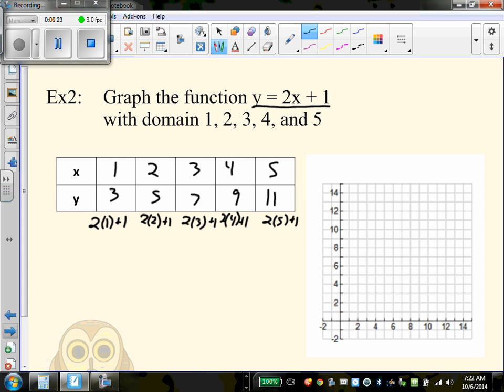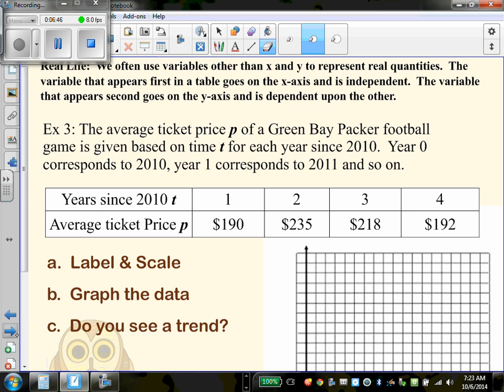First one is the point 1, 3. So there's 1, 3 on the graph. Next one is 2, 5, 3, 7, 4, 9, and 5, 11. And there we have that example. It's already done. So, graphing these is not that bad. It's sort of combining what we did yesterday with what we did today.